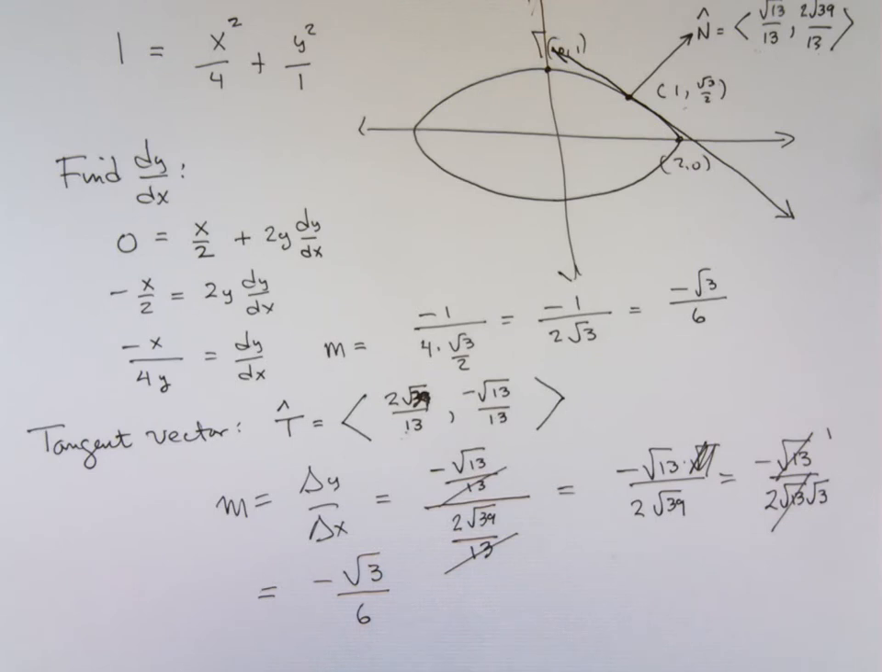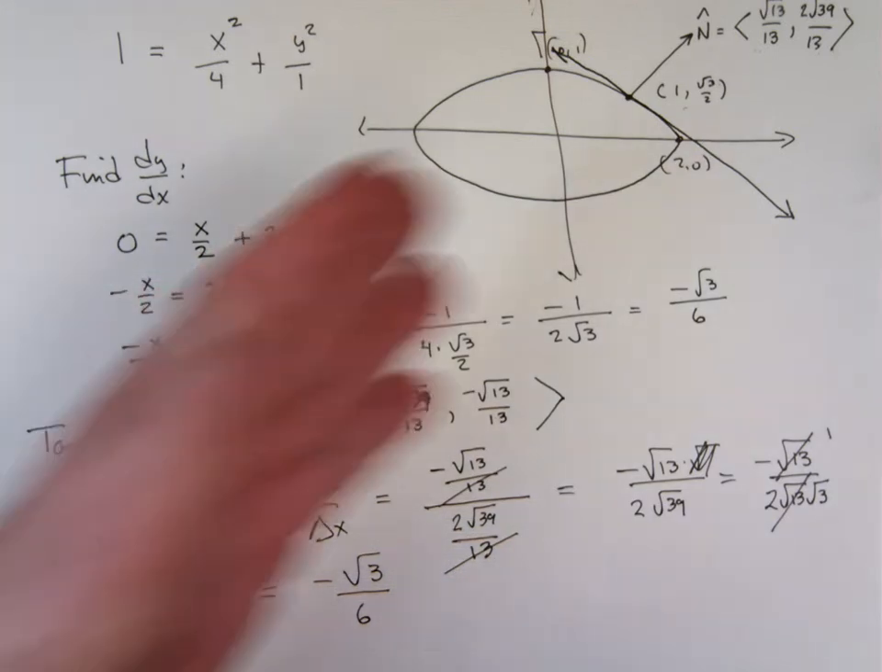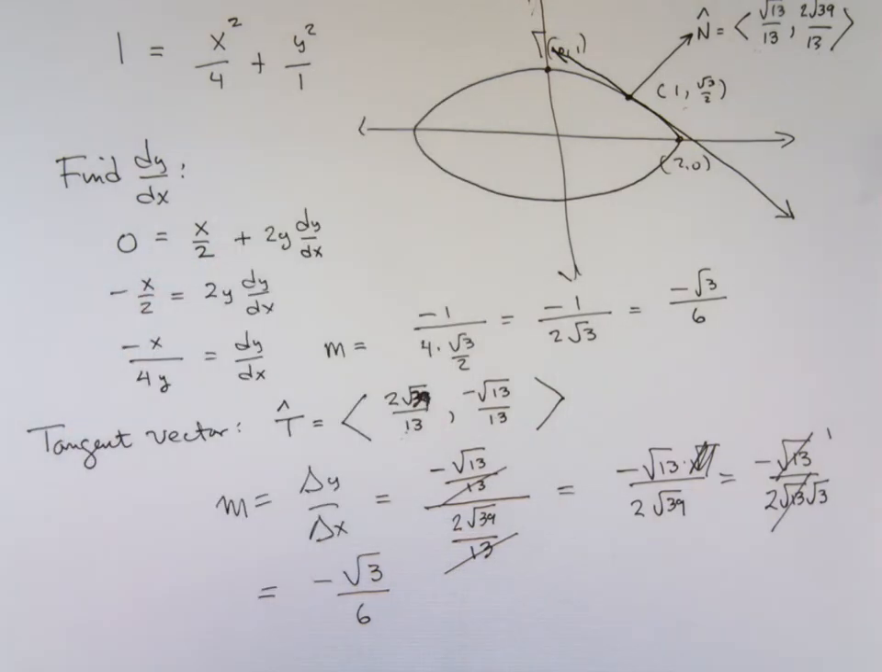That's a good point. What Dan is saying is, Burns, you could have just used the gradient, which is not a unit vector, but who needs a unit vector to get the slope? You're absolutely right. But WebAssign asks you for a unit normal vector. They want you to do that for some reason. I don't know why, but so I did that.